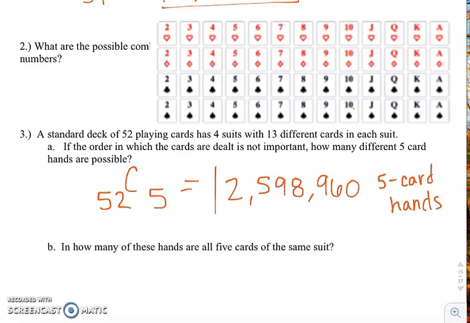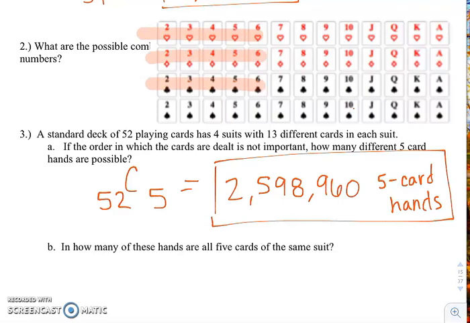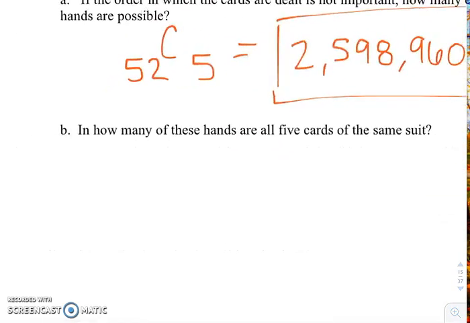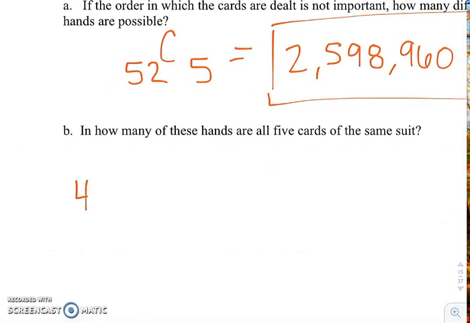Now letter B is a little trickier. It says, in how many of these hands are all 5 cards of the same suit? So we first have to say, so the suits are like the hearts, the diamonds, the clubs, and the spades. Those are your suits. So we have to specify first that of the 4 suits, we just want one of them. So that is your suit.